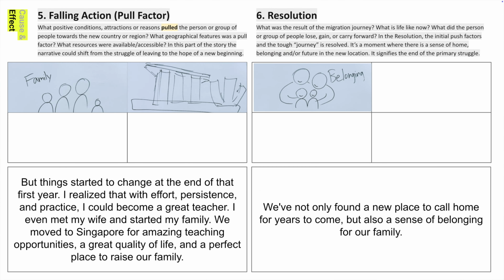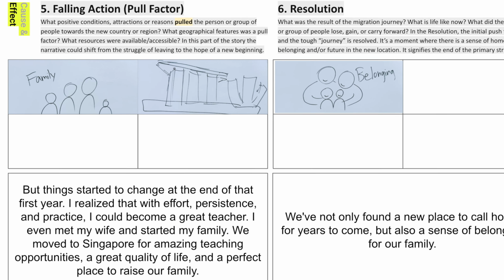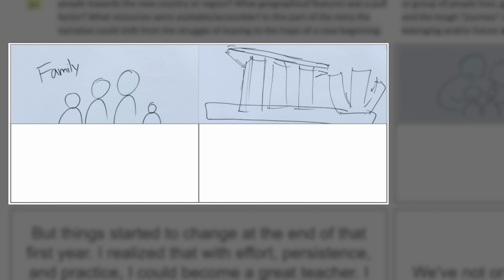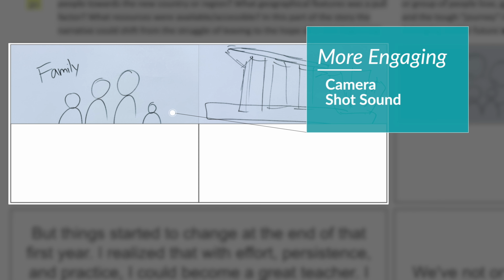For my falling action script about things getting better, the storyboard would transition from me teaching confidently to a photo of my new family, and then to visuals of iconic Singapore landscapes. I also added a note for adding a camera shot sound when showing the photo of my family.